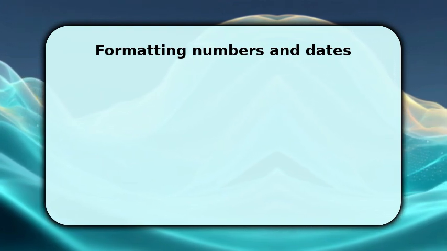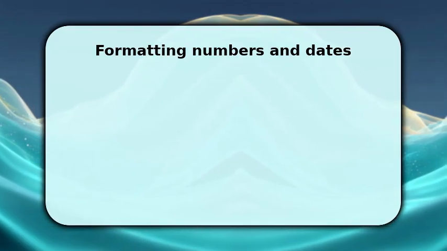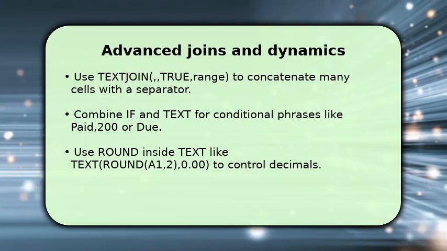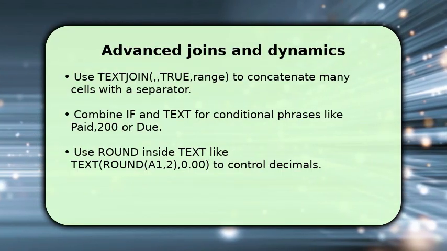Use TEXT(D2, "00000") to preserve leading zeros. For multiple values, use TEXTJOIN with a separator to combine many cells cleanly. Example: TEXTJOIN(",", TRUE, A1:A5) produces a comma-separated list from a range.